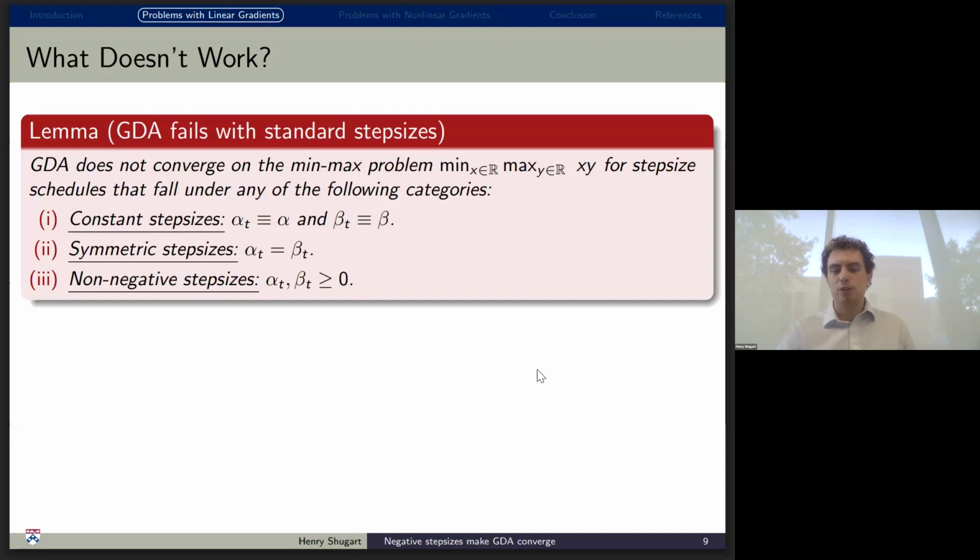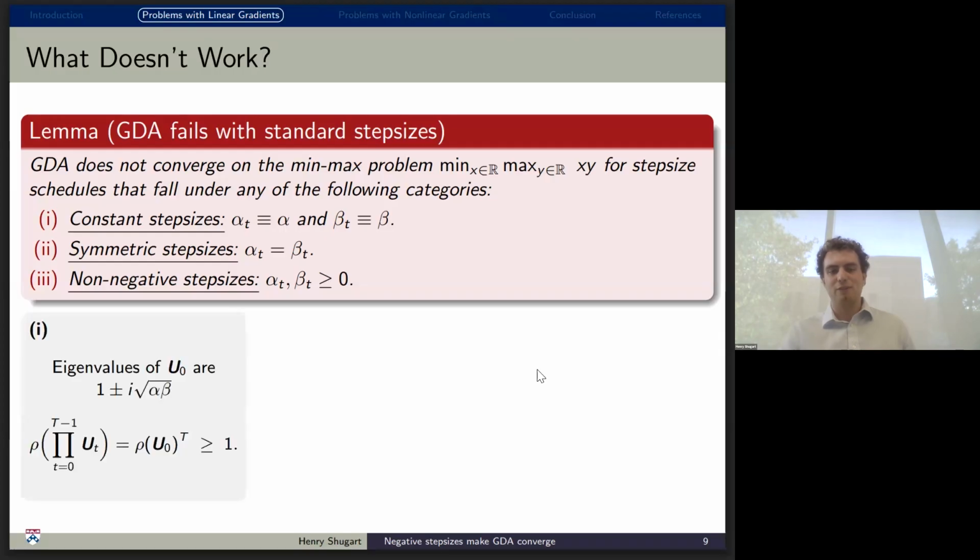And now I'm going to show you some simple proofs, but the important thing to take away from this slide is that standard step size schedules will fail. The proofs are simple, so I'll show them to you because they're simple and illustrative. So first, constant step sizes.